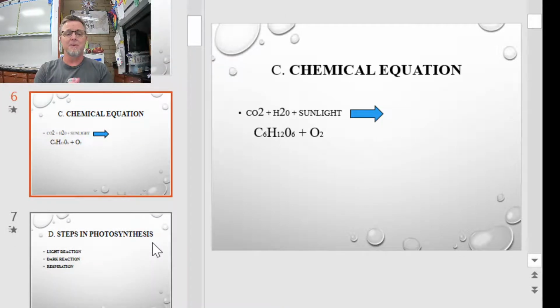Well, this is the equation for photosynthesis. We take carbon dioxide plus water and sunlight and ultimately produce glucose, that simple sugar, and some oxygen. Now this is such an important equation to you. I can't stress it enough. You need to learn it, memorize it, tattoo it to your brain so that you never ever forget it.